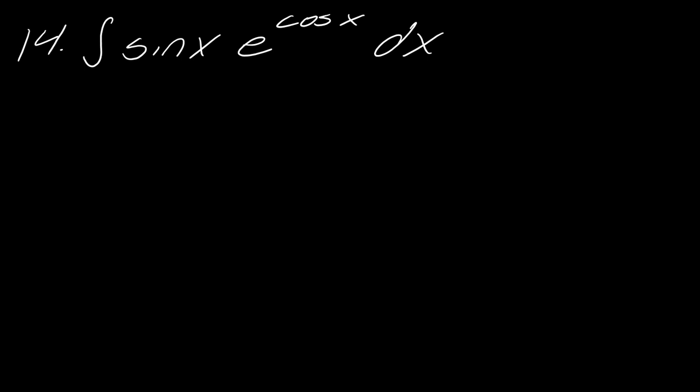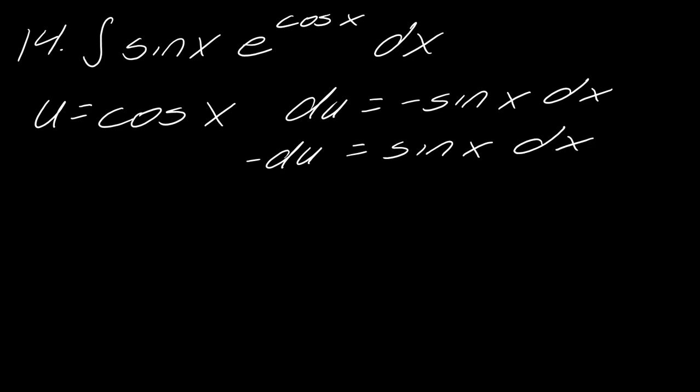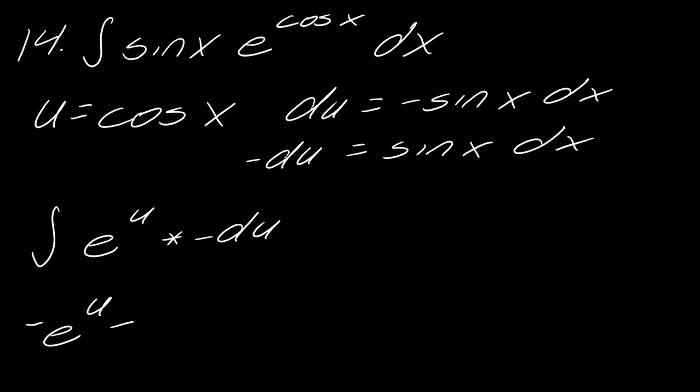Okay, so for 14, I've got sine x e to the cosine of x. Probably my best route would be to use this as my u. So my u in this case will be cosine of x, and then my du will be negative sine of x dx. So then negative du equals sine of x dx. I can make this substitution. This becomes e to the u times negative du. I can just go ahead and integrate this. This just becomes negative e to the u plus c. So my final answer will be negative e to the cosine of x plus c.